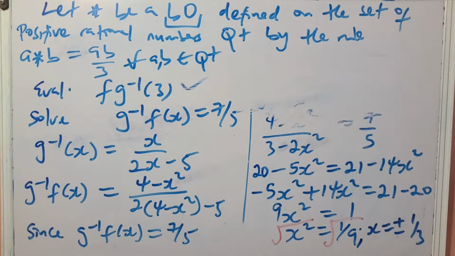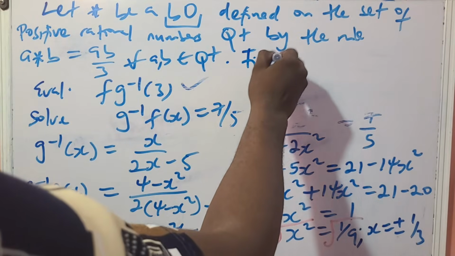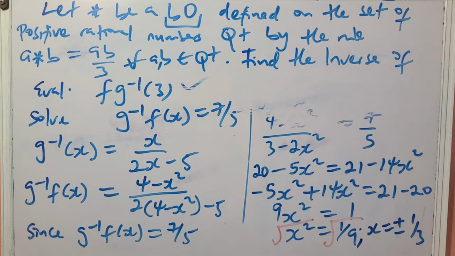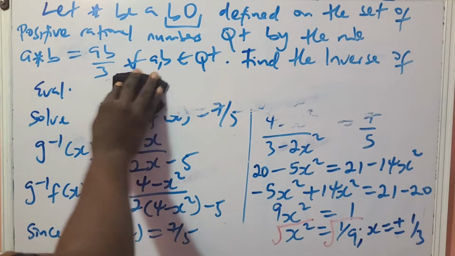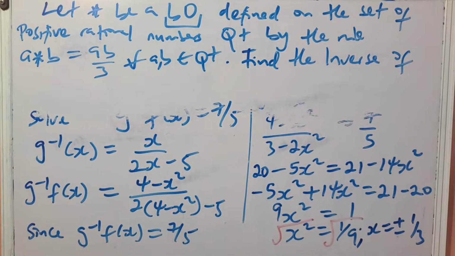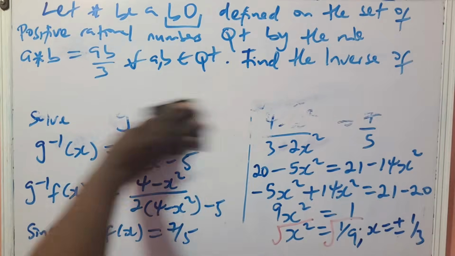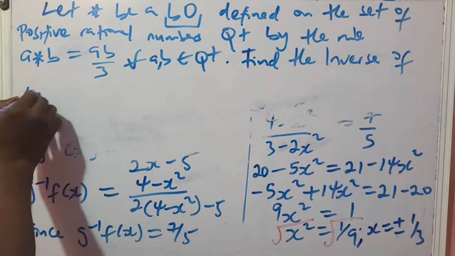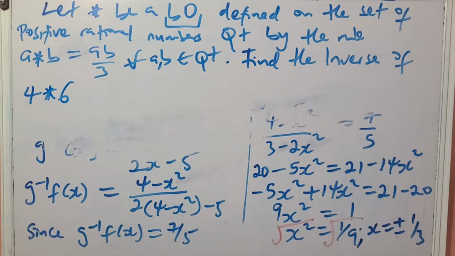Let me see how well you do. Find the inverse of 4 star 6. Pay attention to the question. We are not told to find 4 star 6, but rather the inverse of 4 star 6. Anybody with an answer already? You have to find the inverse of 4 star 6.